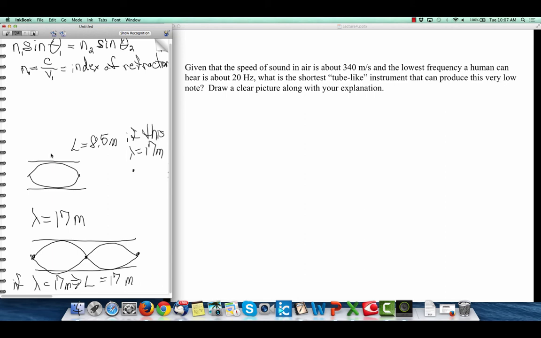8.5 meters. How big is 8.5 meters? That's like from the wall to here. You have a flute that plays 20 hertz. You've got a 26-foot long flute that you can play. If you want to play frequencies like that, you need a really long tube. Any questions about that?